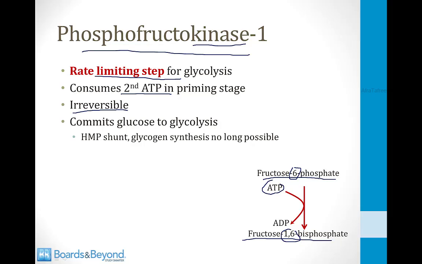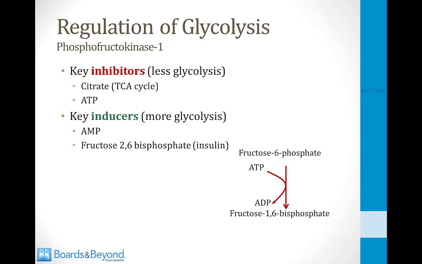And once glucose progresses through this step, it is committed to glycolysis. Other offshoots of glycolysis, like the HMP shunt or glycogen synthesis, are no longer possible. It is going to go all the way through to pyruvate. So this step controls the rate of glycolysis. It's the rate limiting step.